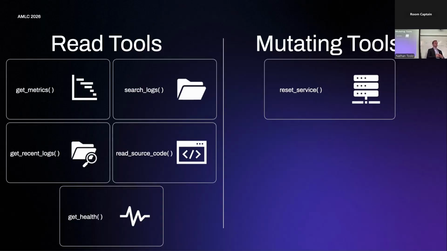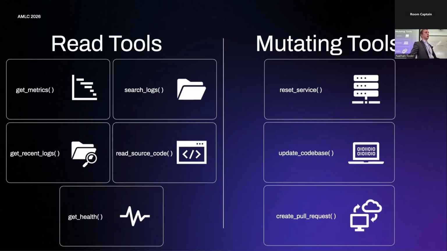Thanks, everyone. So the read tools and the mutating tools is something we've already talked about. But again, you want to make sure that you're careful here. We kind of touched on this as well, but other mutating tools might look like creating a pull request, updating the code base directly. And so you want to make sure you handle those properly.